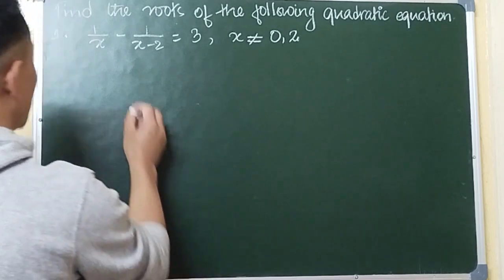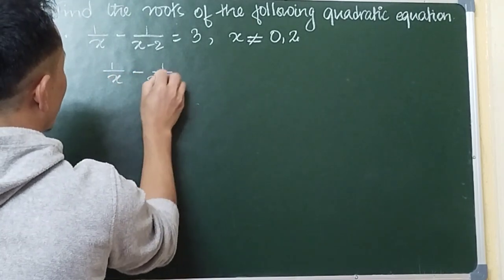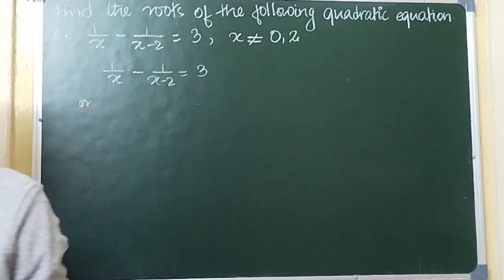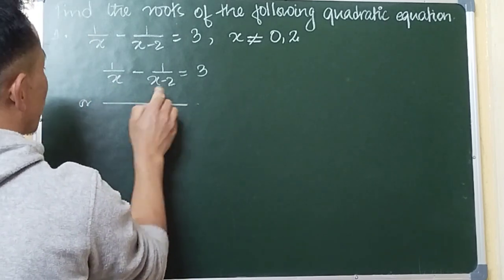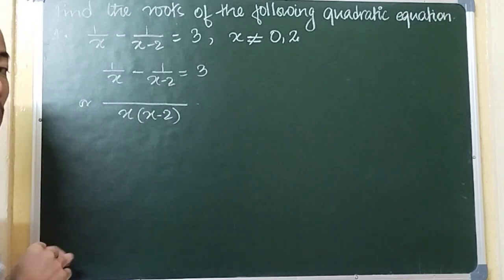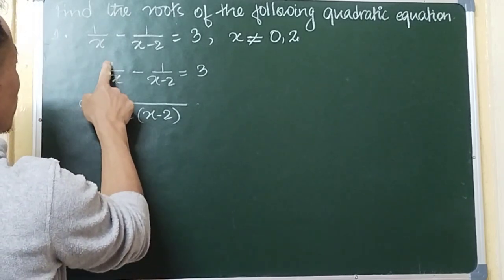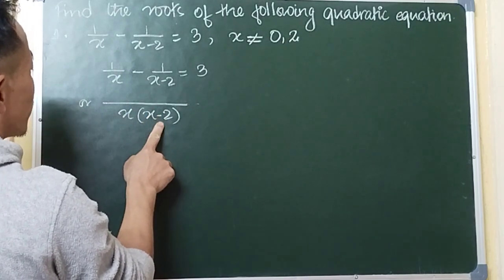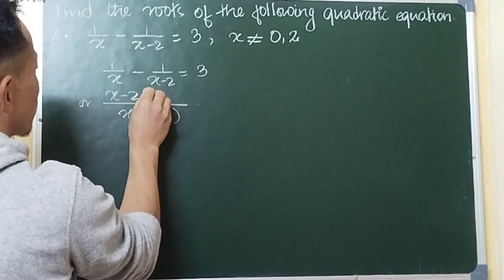So let's start. The question is 1 by x minus 1 by x minus 2 is equal to 3. What we will do here is take the LCM of these two denominators. The LCM of x and x minus 2 will be x times x minus 2. I hope you know how to take the LCM. Here we already have x, so this one has to be multiplied with the other term, that is x minus 2. So x minus 2 into 1 becomes x minus 2. Then we have this minus sign.